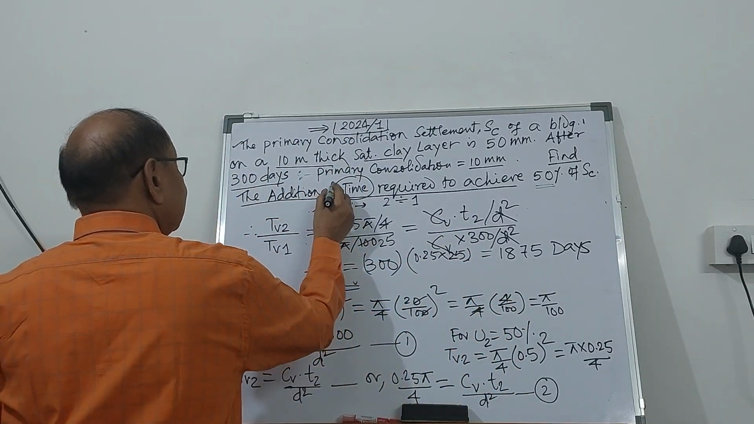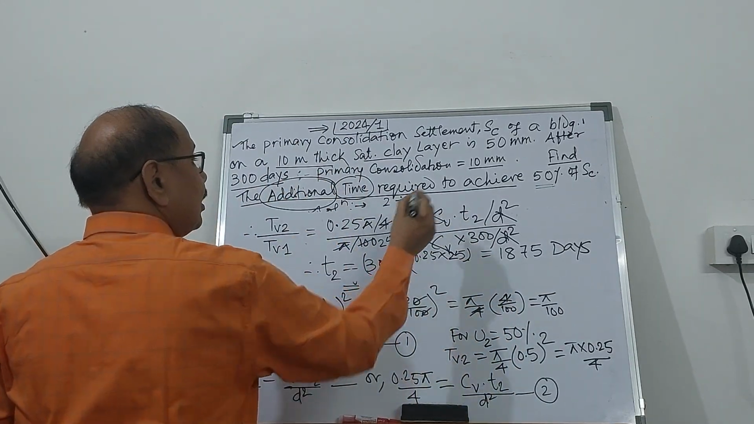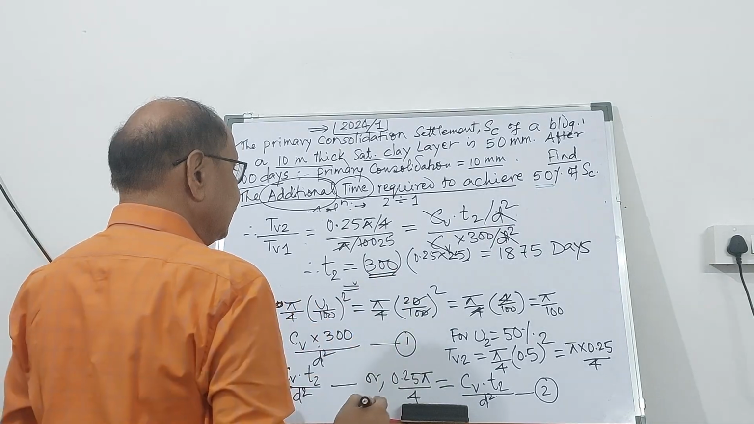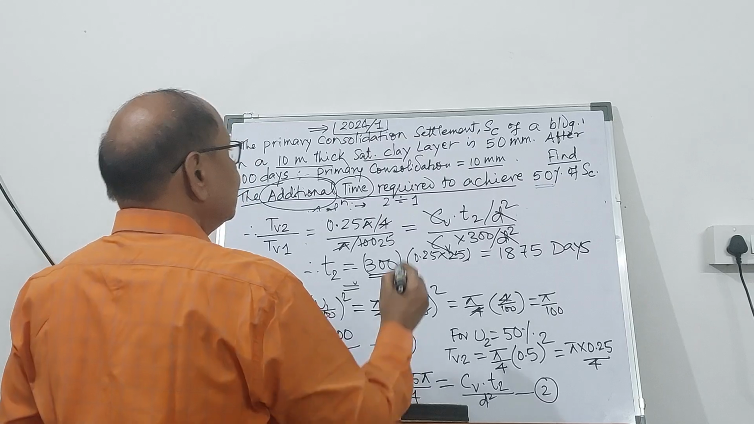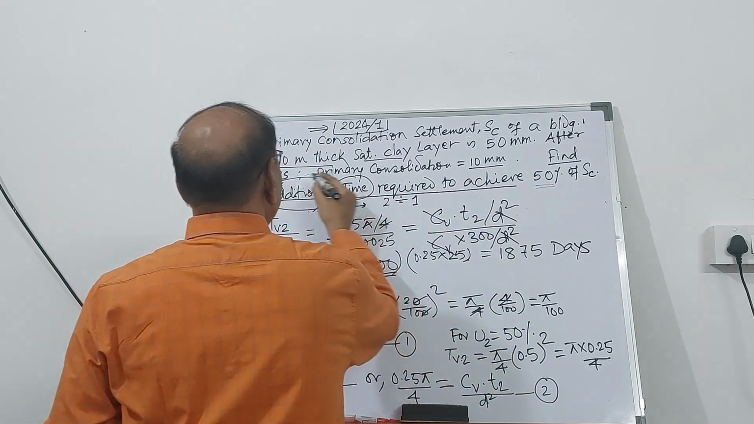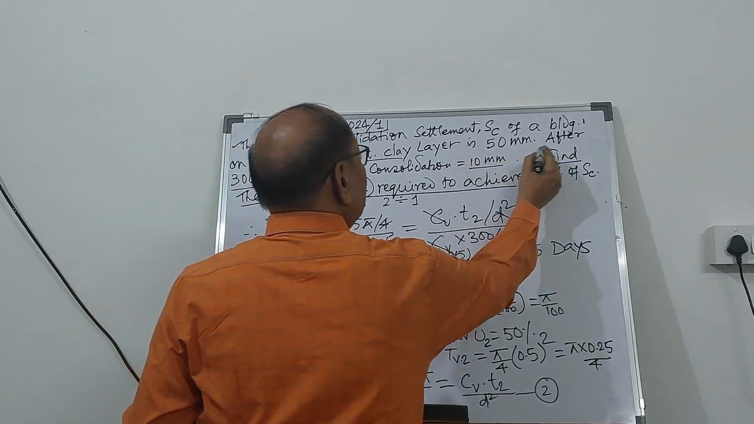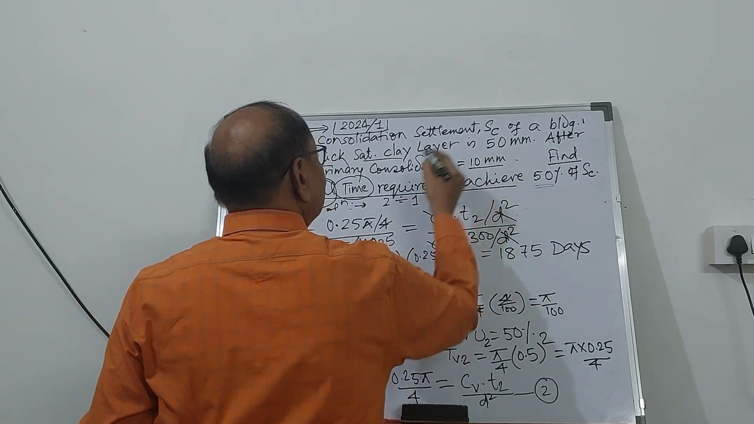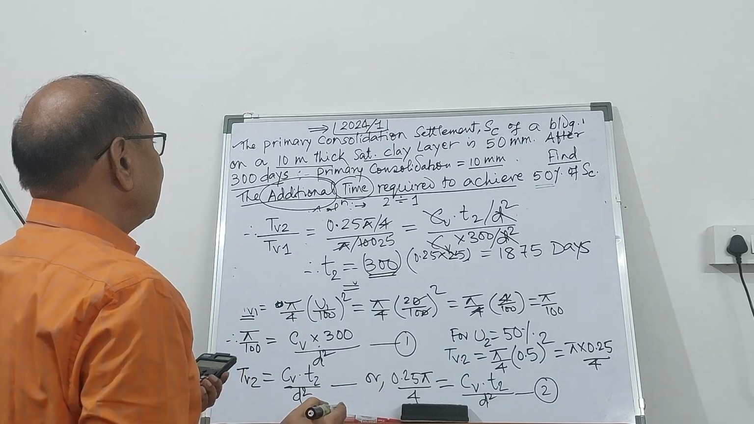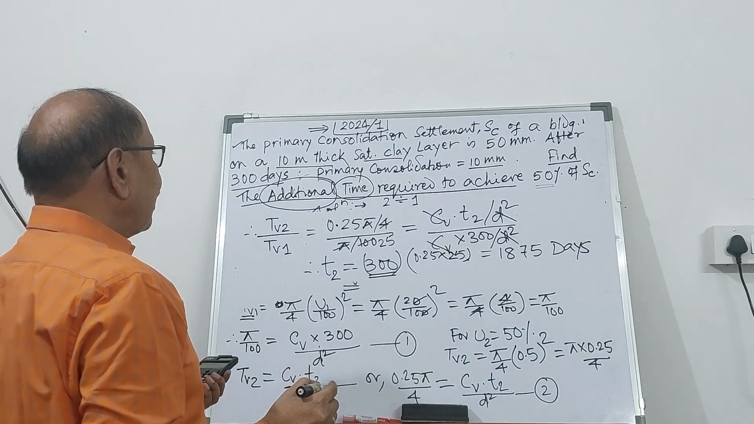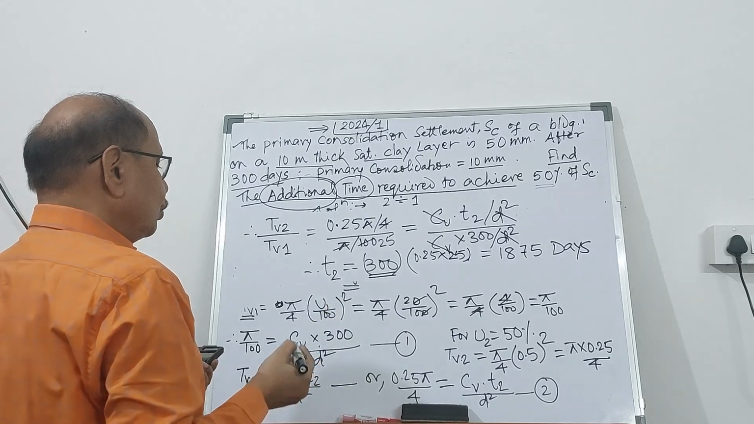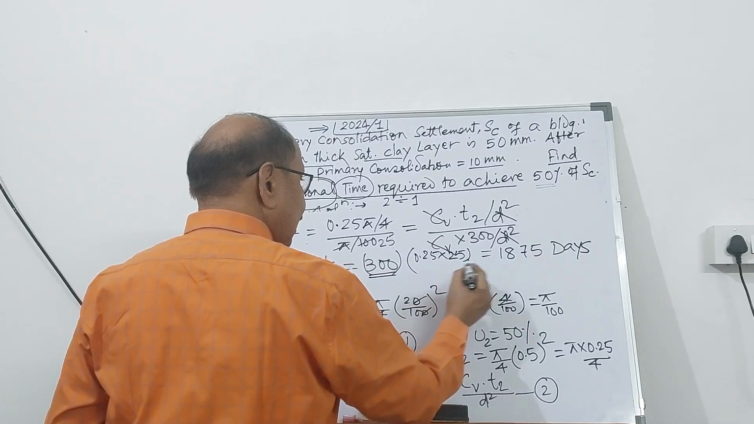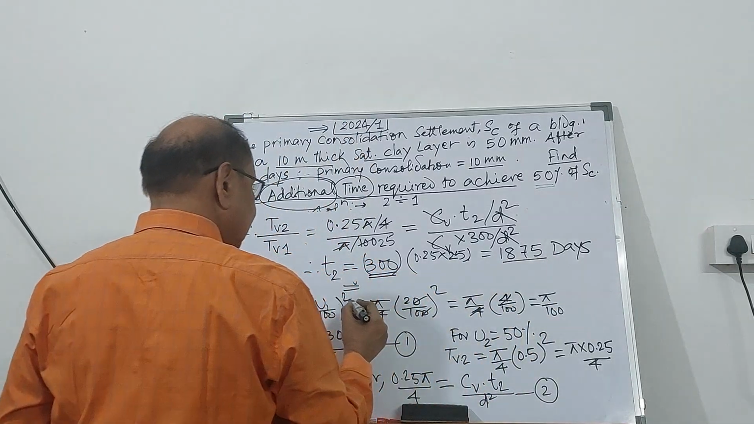So now here the word is additional time required to achieve. Already for 10% you have taken how many days? 300 days. So after 300 days you have achieved 20%. So for going to 50%, the number of days required are 1875 days.